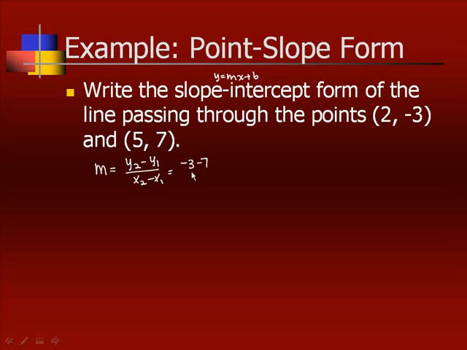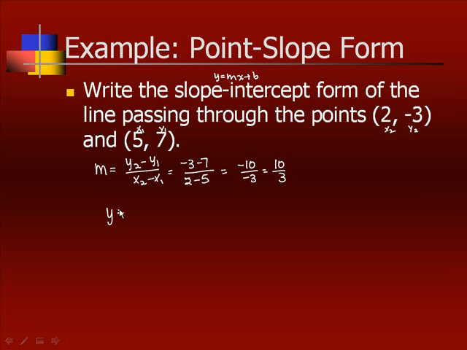So we get negative 3 minus 7 over 2 minus 5. Now I know I probably switched it on you, went x1, y1, x2, y2, but it's the same thing as long as you're consistent and you call this the x from the first and this is the y from the first, and this is x from the second and this is y from the second. We'll get exactly the same thing. So we get negative 10 over negative 3, so slope would be 10/3.